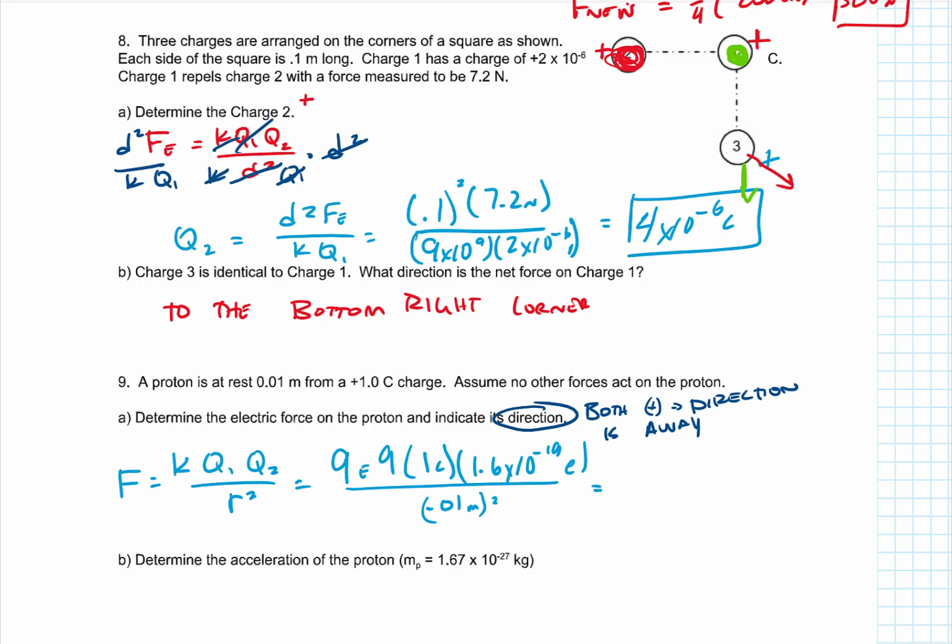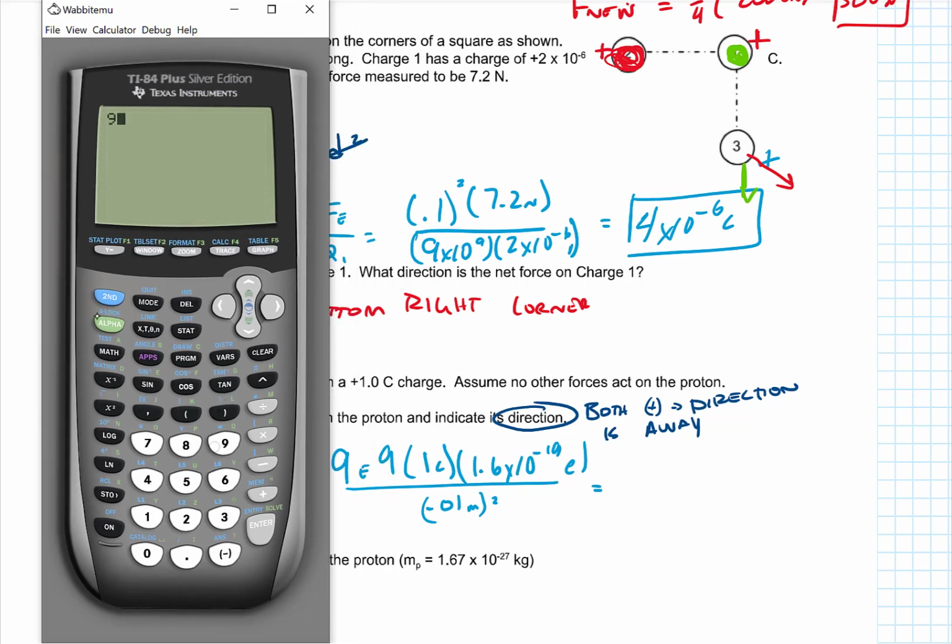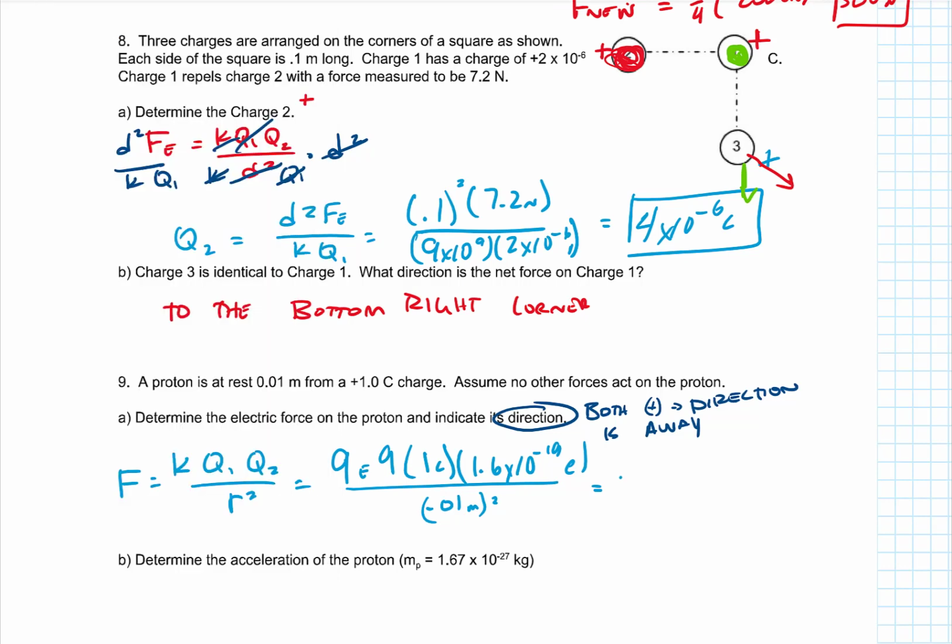And again, we're going to show you how to do that on the calculator. So we have 9 times 10 to the 9th times 1 times 1.6 times 10 to the negative 19th divided by 0.01 meters squared. Gives me 1.44 times 10 to the negative 5th newtons.